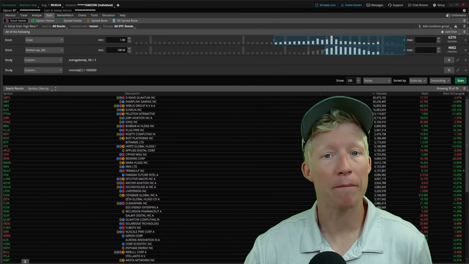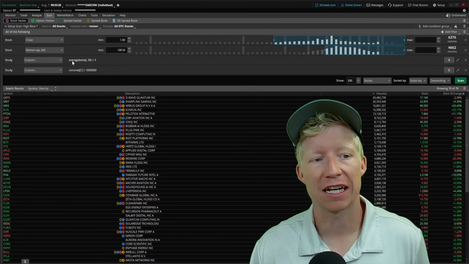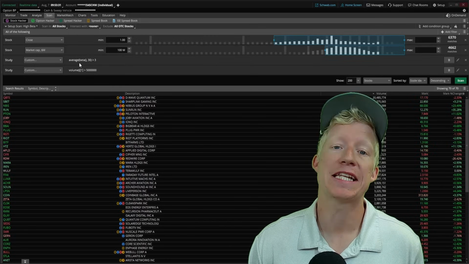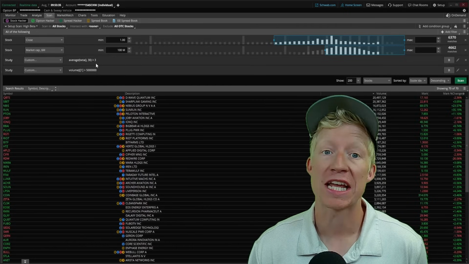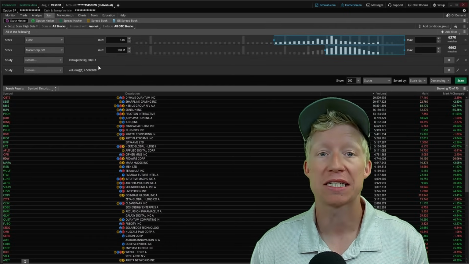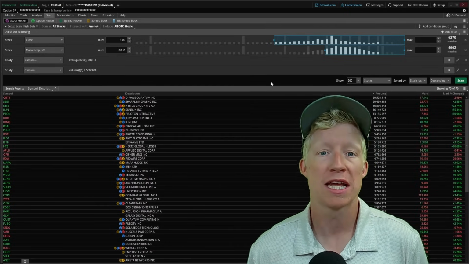This is my high beta scanner. The meat and potatoes filter of it is this custom study filter here that takes the average beta value over the last 30 bars and then says that a stock must have a greater than 3 value there in order to be returned in this list.